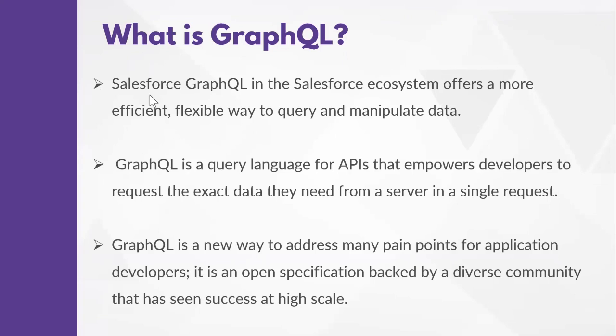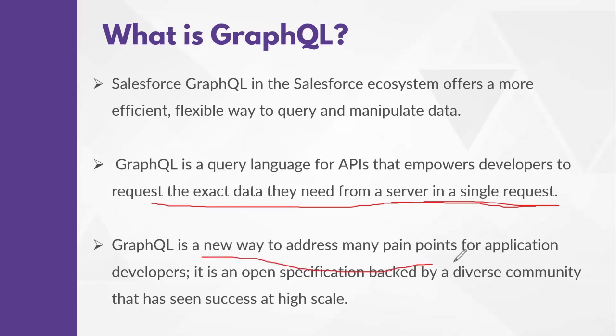As you can see here, GraphQL in the Salesforce ecosystem offers a more efficient, flexible way to query and manipulate the data. It is a query language for APIs that empowers developers to request the exact data they need from a server in a single request. Developers know that if you want to request an API call from external applications to Salesforce, or a REST API request, for every new requirement we need to provide a separate API call, a separate endpoint. Whereas in GraphQL, by using a single request, we will be able to extract the data. We do not need to provide multiple endpoints to third-party developers in order to query the data from our Salesforce.